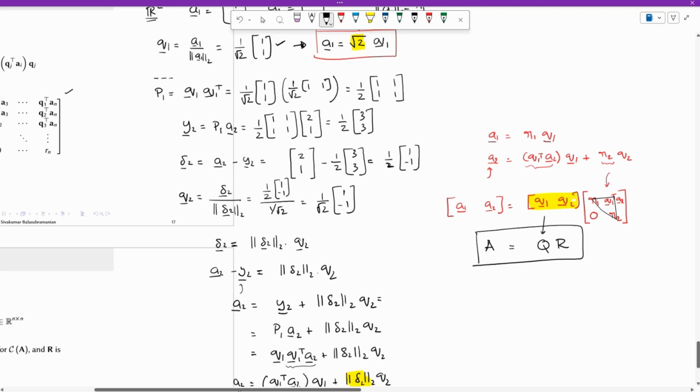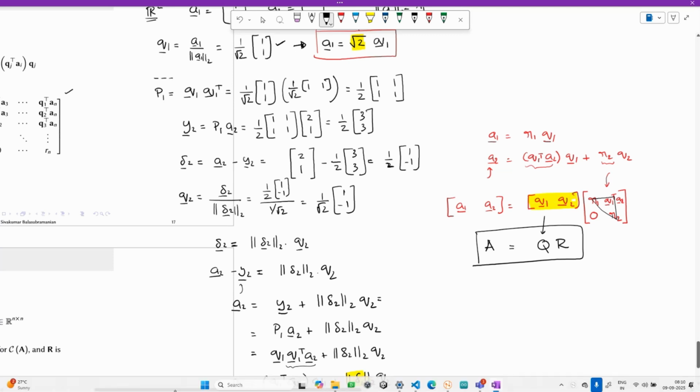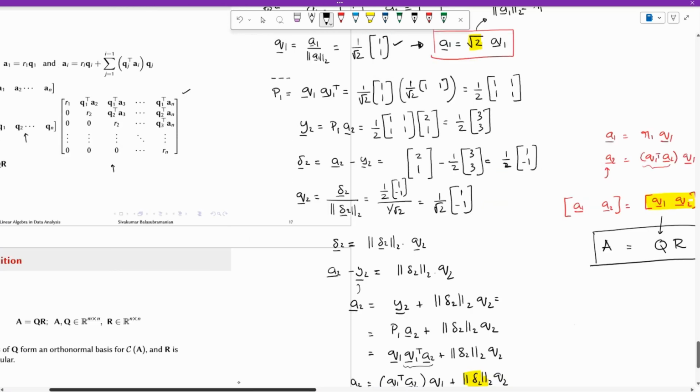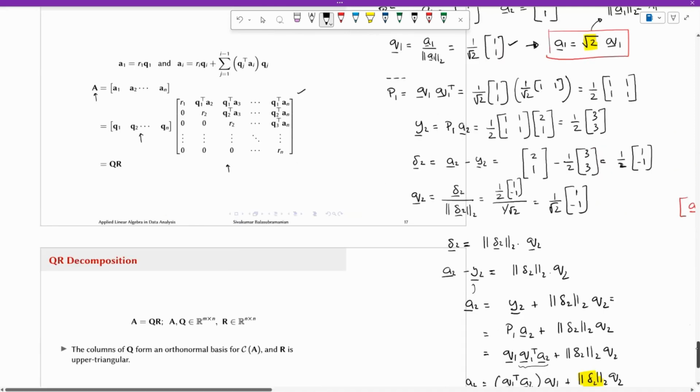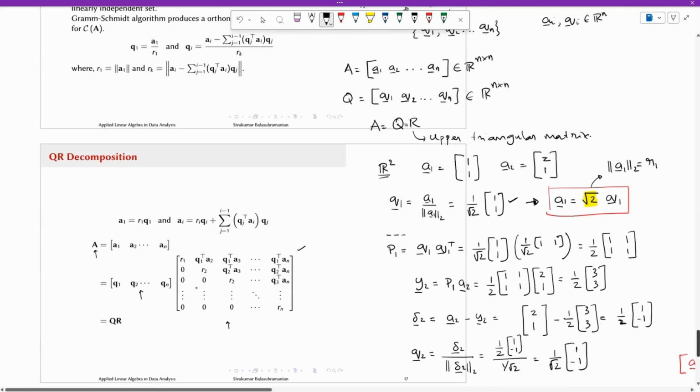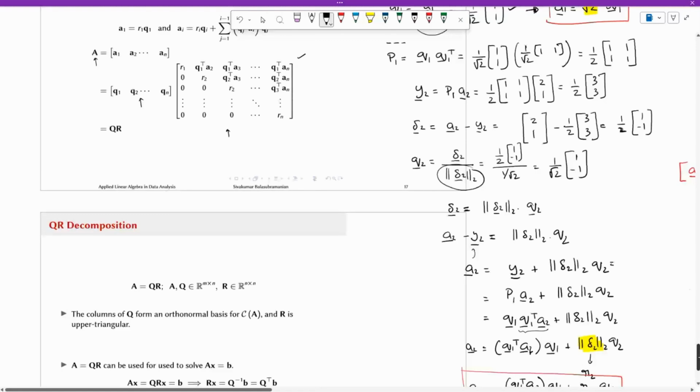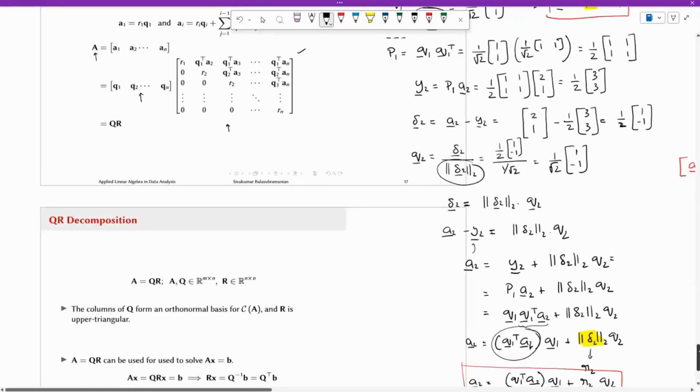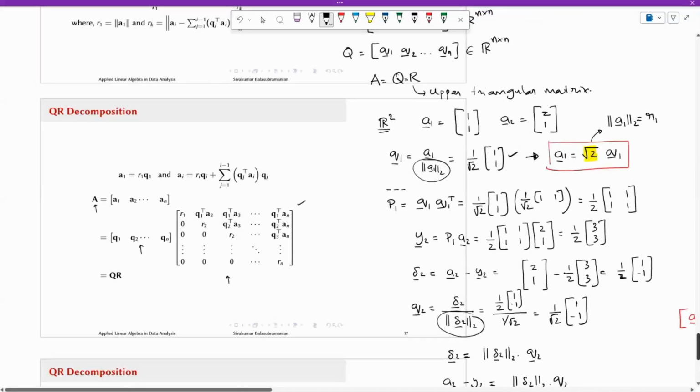Okay. Now, if you simply extend this to higher dimensions, if you started with the n cross n matrix, then you essentially have this. The Ri's are the scaling factors or the normalization factors, and everything above are simply terms that end up in front of each of the individual basis vectors. So again, you have Q.